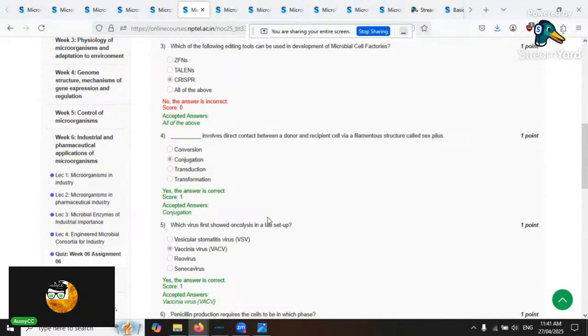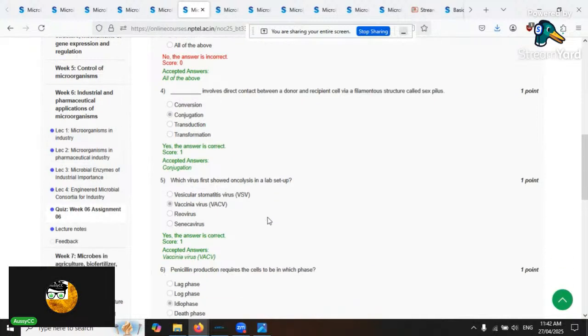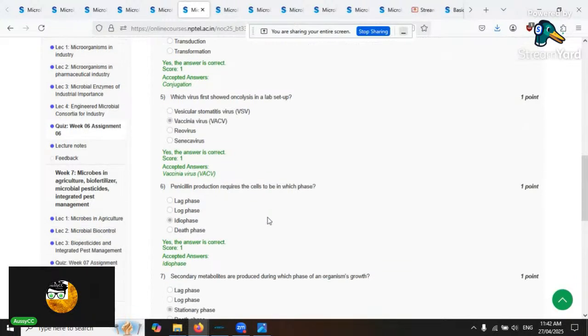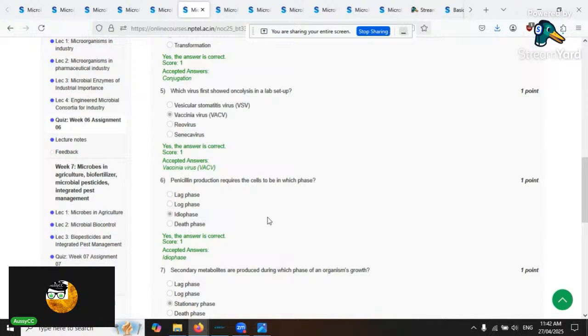Which virus first showed oncolysis in a lab setup? It's the VACV. Penicillin production requires the cells to be in which phase? It's the idiophase. Secondary metabolites are produced during which growth? It's the stationary growth phase.